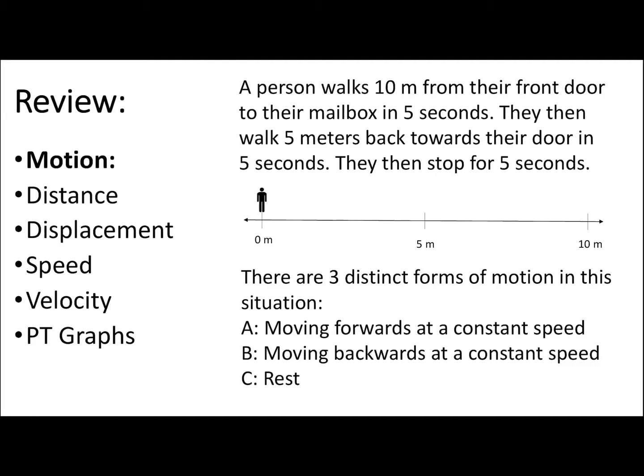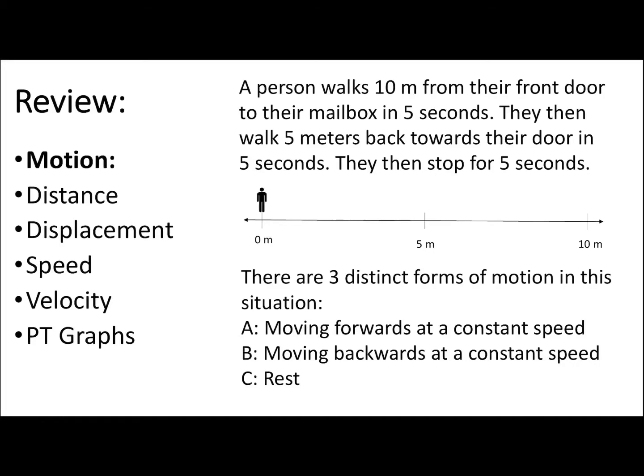We covered six major topics, and we're going to talk about them all in relationship to this problem. So we have a person. They walk 10 meters from the front door to their mailbox in 5 seconds. They then walk back towards their door in 5 seconds. Then they take a break for 5 seconds.